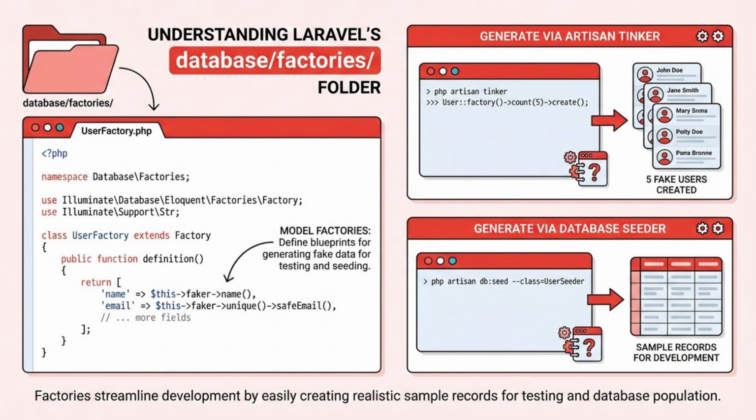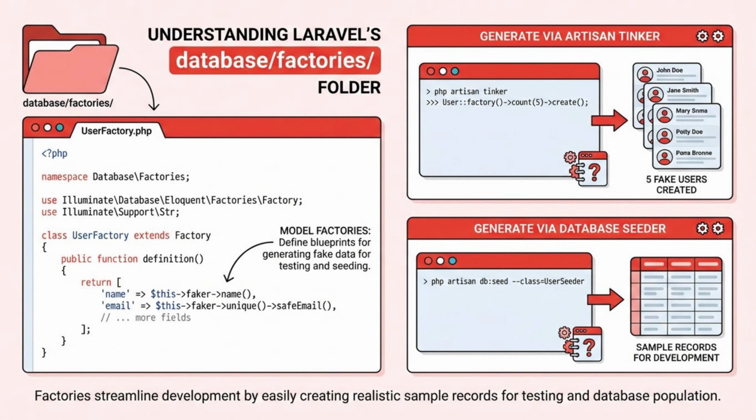The first is through Artisan Tinker, where you can open an interactive shell and instantly generate fake records by typing a command like User::factory()->count(5)->create(). This immediately creates 5 new user records in the database, complete with names, email addresses, and timestamps. The second method is through seeders, allowing you to automatically populate your database with sample records using commands like php artisan db:seed --class=UserSeeder.